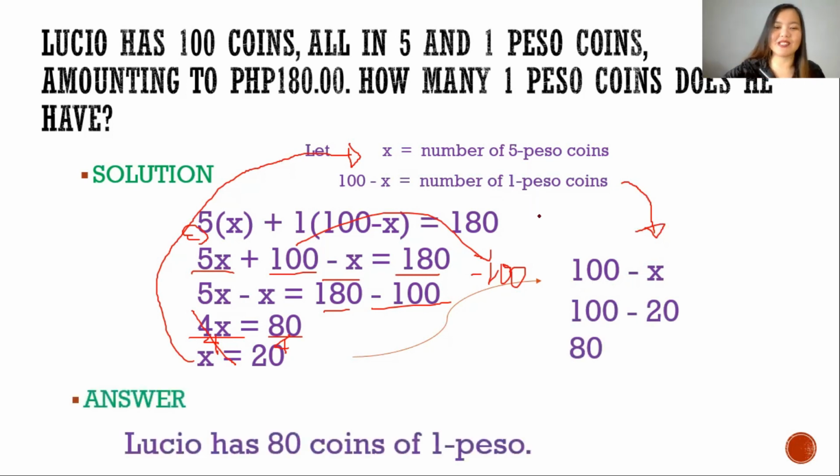So, Lucio has 80 coins of 1 peso coins. Okay. So, 20 plus 80, that's 100. So, kuha natin yung total number of coins. Yay! Nasolve natin. So, let's proceed to the next bonus.